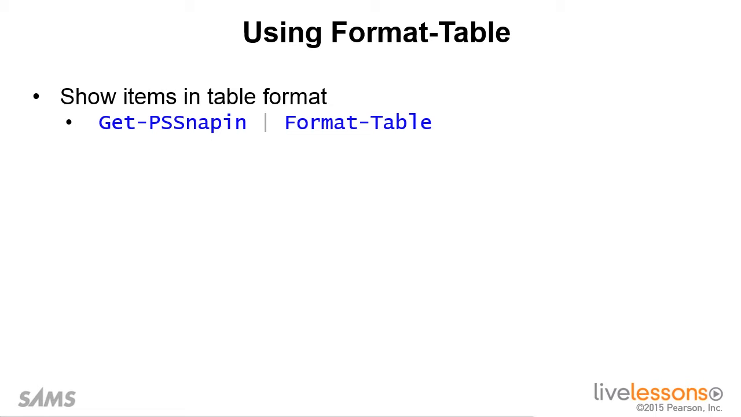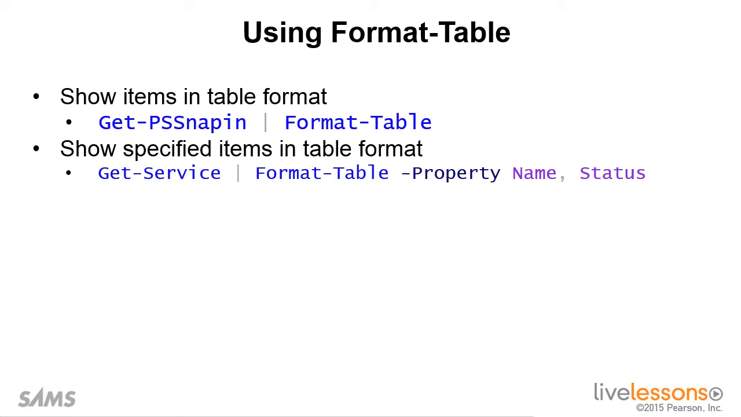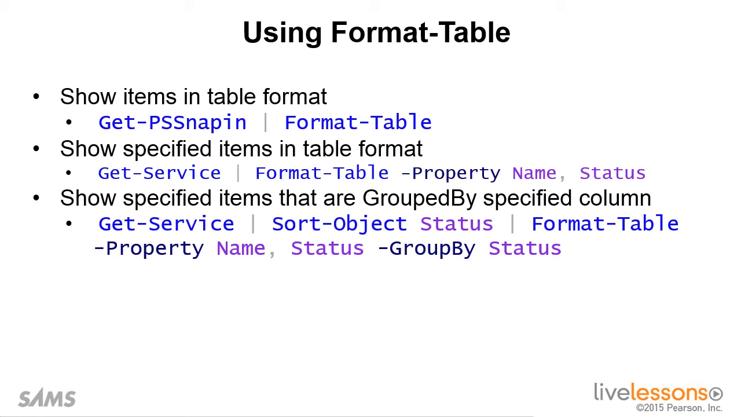And finally, using the format table. In this example, we are going to get the PS snap-ins that are available. The reason we are not using get-service in this example is because that one's default output is format table. Get-PSSnapin is one of the few commands that by default returns in a list. You can see that the next example we used was get-service, but this one we're treating very similar to a select object, where we are specifying which properties we want to be displayed. And again, we can use the group by parameter to group like objects by a specific property.